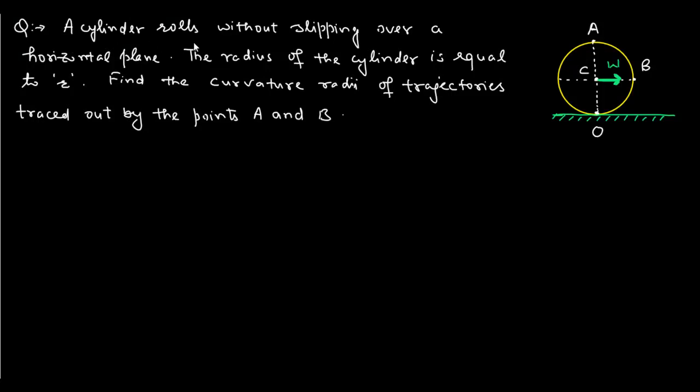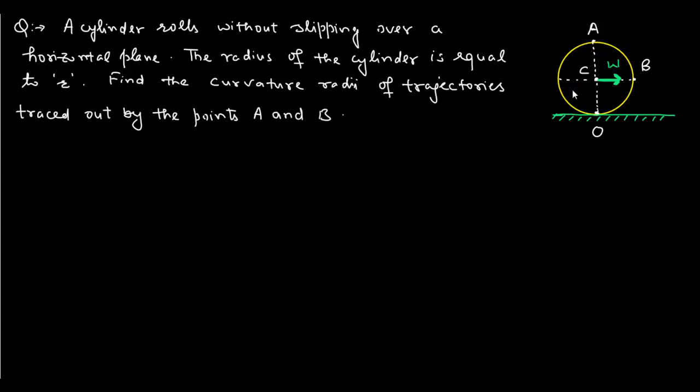A cylinder rolls without slipping over a horizontal plane. The radius of the cylinder is equal to r. Find the curvature radii of trajectories traced out by the points A and B.